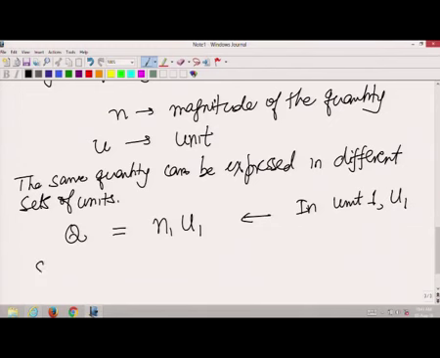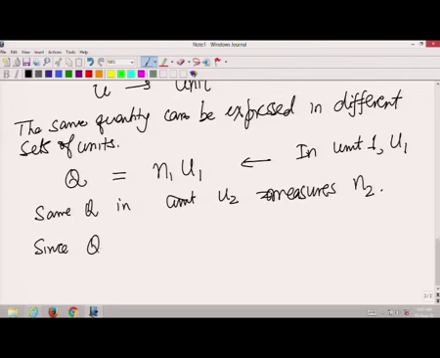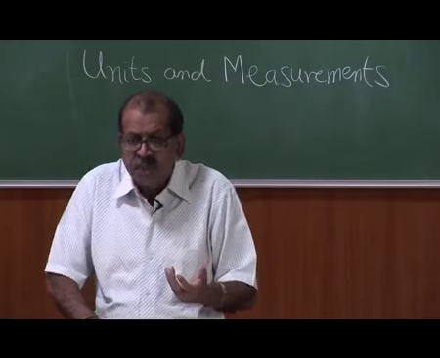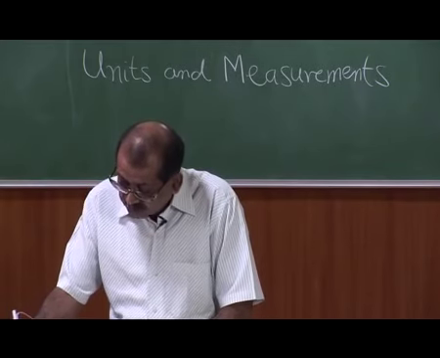Now, same q in unit u2, let us say measures n2 units of u2. Since q is the same, this obviously leads us to n1 u1 is equal to n2 u2. This is how sometimes we convert the units from one unit to the other. The conversions are worked out using this formula.